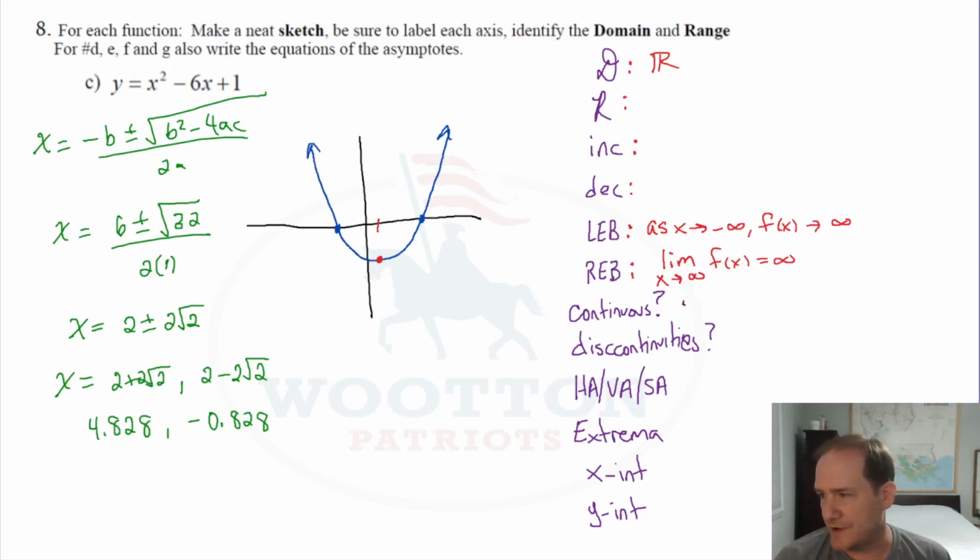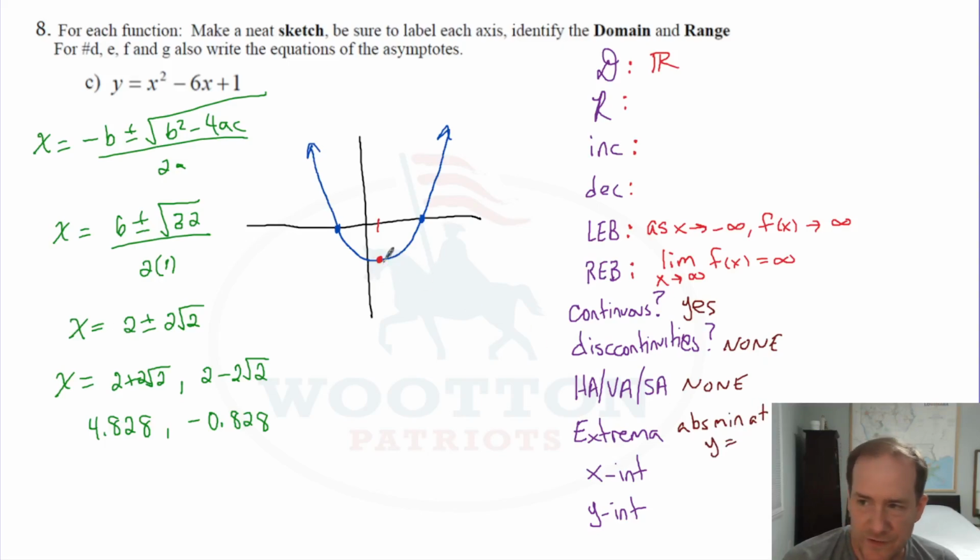Are we continuous? Yes. Since we're continuous, do we have any discontinuities? No. Do we have any asymptotes? No. Do we have any extrema? Yes. We're going to have an absolute min at y equals whatever this y value is. So, do you know how to find that vertex? I hope you do. There's a couple of tricks to it.